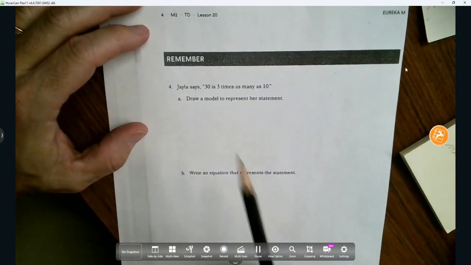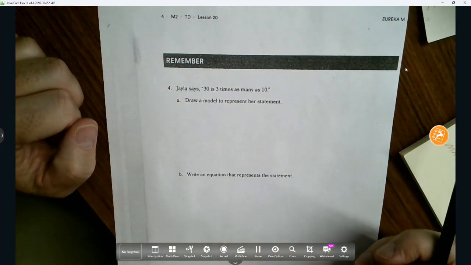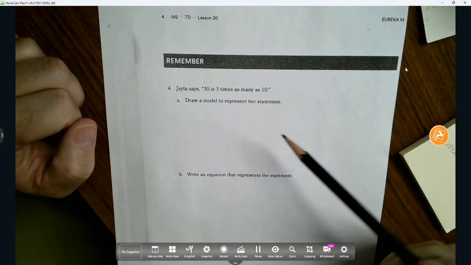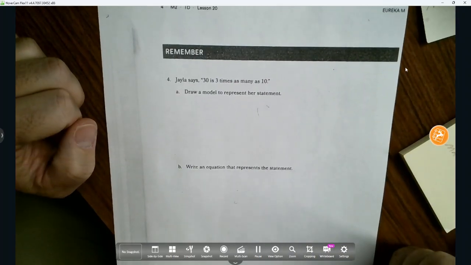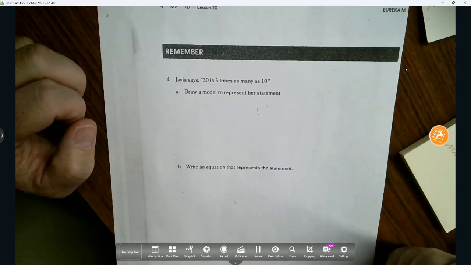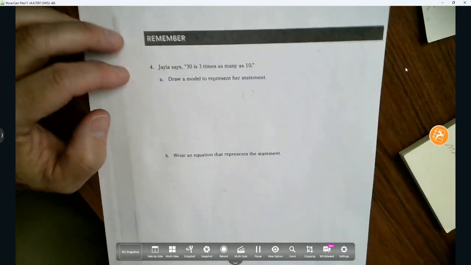On the back, Jayla says 30 is 3 times as many as 10. Is she right? Is she wrong? Draw it out. Show me. Is 30 3 times as much as 10? Is she right? Is she wrong? Draw it out. Let me know if it's right or wrong.